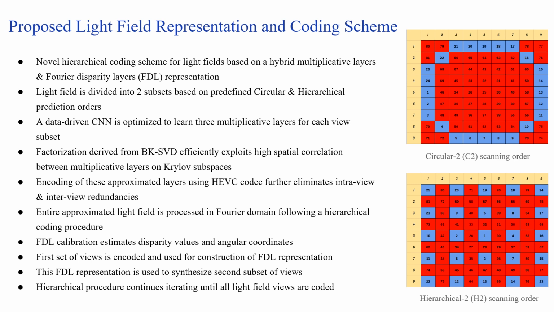We now split the approximated light field into subsets as identified by the circular 2 or the hierarchical 2 pattern. The first set of views is encoded and used in the construction of the FDL representation. This FDL representation is then used to synthesize the second subset. The set of views which are obtained from decoding the residual are again employed to refine the FDL representation and predict the next subset of views with improved accuracy. This hierarchical procedure continues iterating until all the light field views are coded.